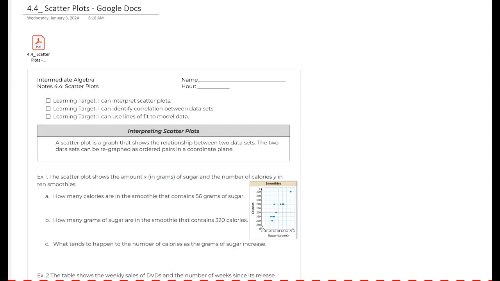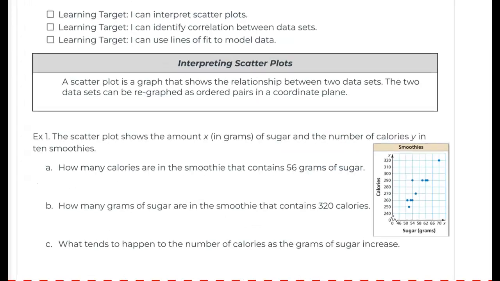Most of the time when we see graphs, or we've seen them so far, they've been connected. Now there's just going to be a bunch of points spread around our graph, and we're going to make conclusions about what the data is telling us based on how the points are made. So that's basically summarizing what it says in this box here. A scatter plot is a graph that shows the relationship between two data sets. The two data sets can be graphed as ordered pairs. So an ordered pair is just another word for a point in a coordinate plane, and a coordinate plane is just our fancy math word for a graph.